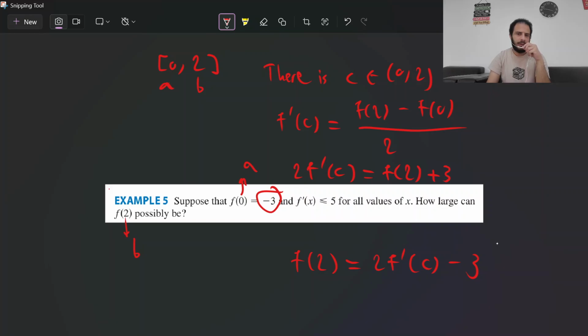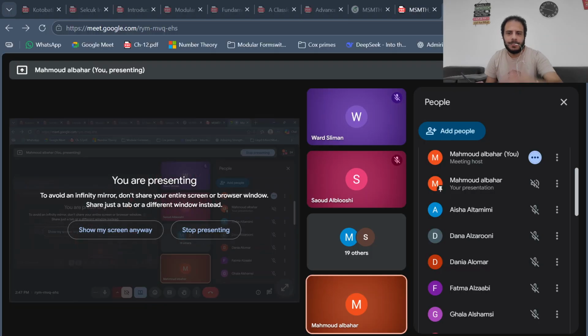Subtract 3 from both sides. The question asks you, how large can f of 2 possibly be? So how large means, what's the largest possible value of f of 2? So here we need to write less than or equal to, since we are given that f prime is less than or equal to 5. So we keep the 2 as it is, then the derivative less than or equal to 5, so 2 times 5 minus 3. 2 times 5 is 10, 10 minus 3 equals 7. So f of 2 is less than or equal to 7. Are you good with this?